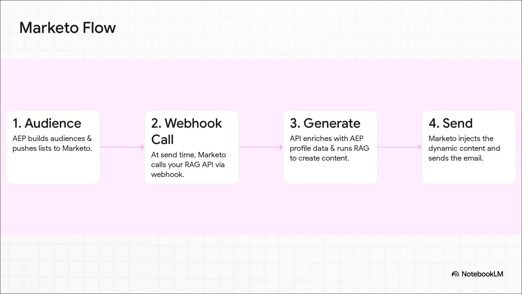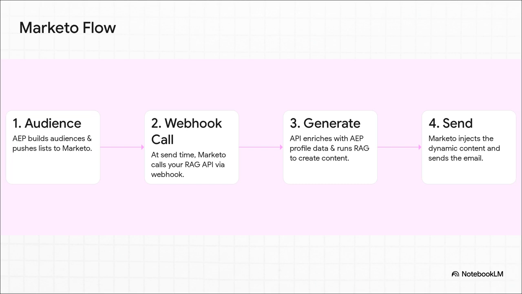So here's how it works, and it's actually a pretty clever four-step flow. First, AEP does its thing, building the audience and sending it over to Marketo. Then, right at the moment of send, a Marketo webhook calls your RAG service. That service instantly grabs the latest AEP profile data, generates the unique content, and shoots it right back to Marketo to inject into the email just before it goes out the door.